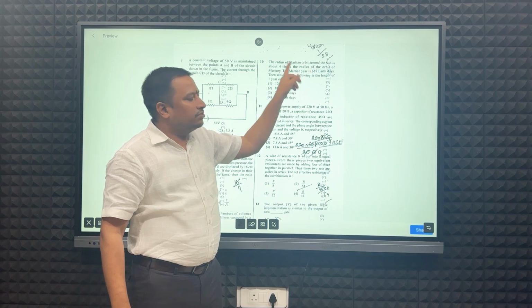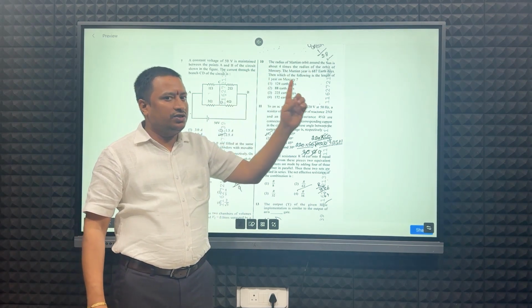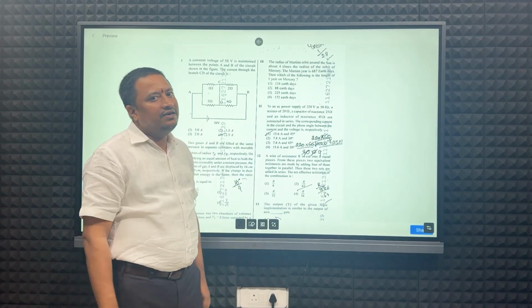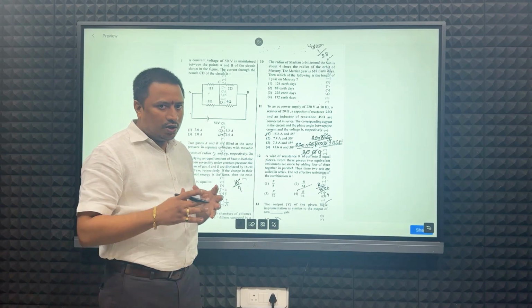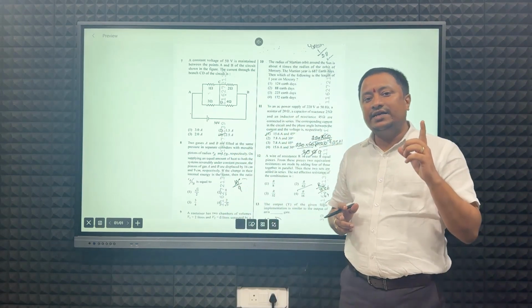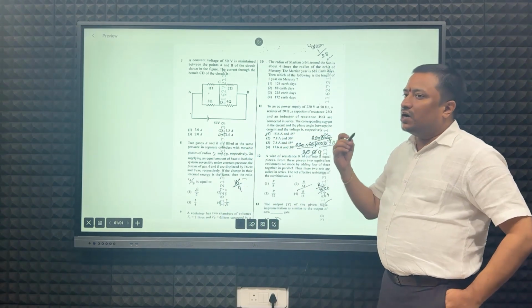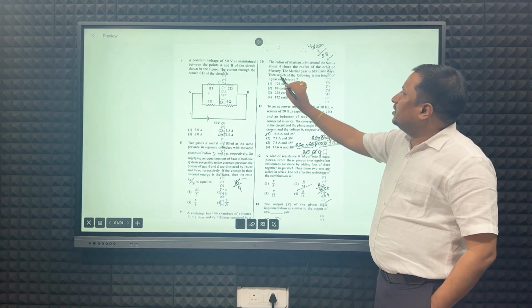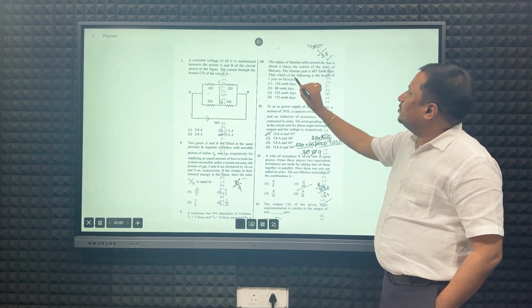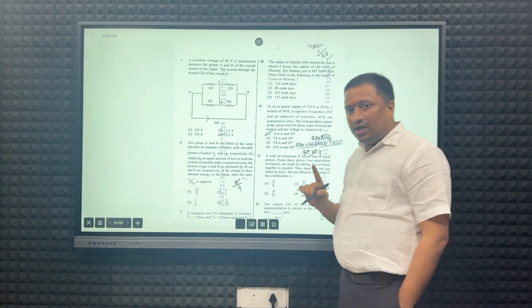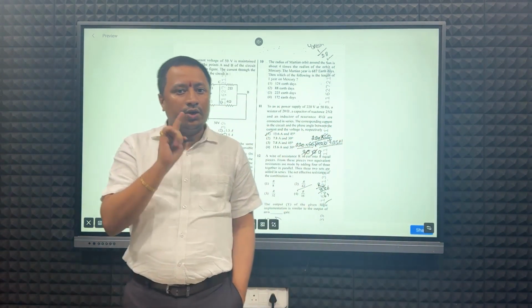The Martian year, the time period of Mars to revolve around the sun, is 687 Earth days. One day we have 24 hours on Earth. It takes 687 days like that for Mars to complete a full revolution around the sun. Then they are saying, which of the following is the length of 1 year on Mercury?